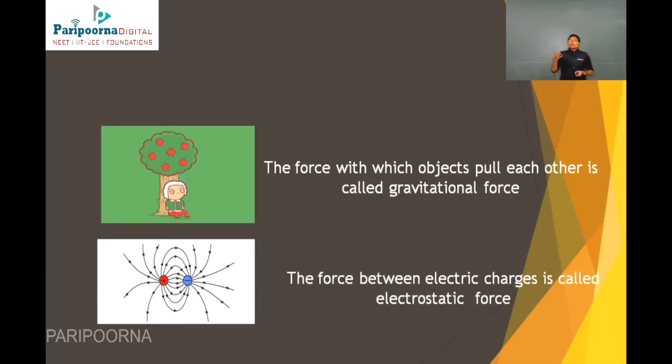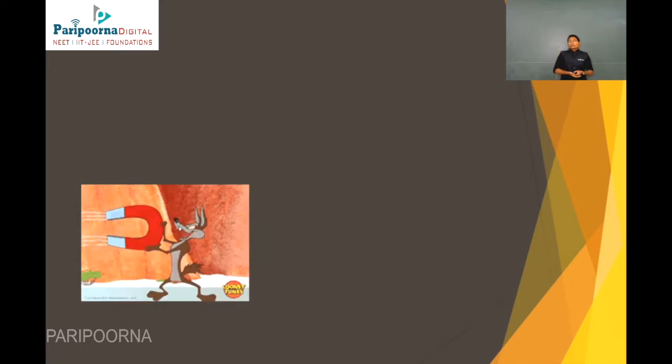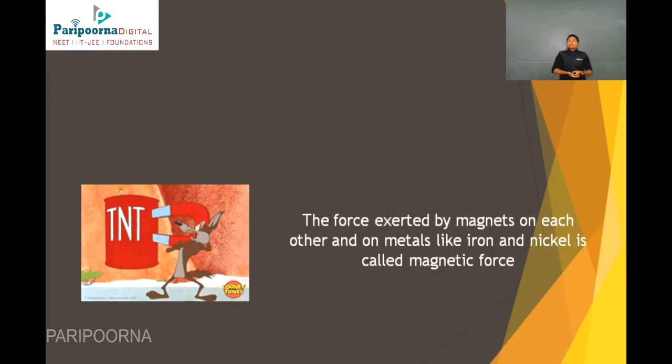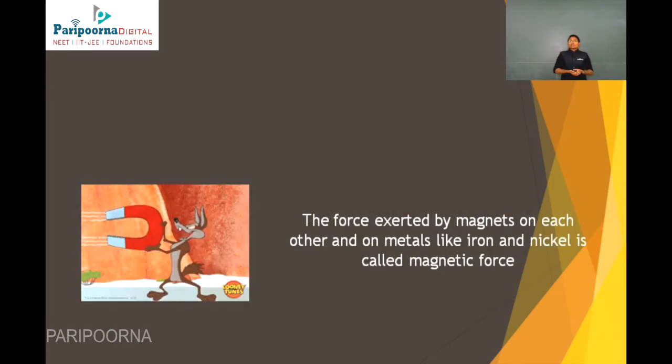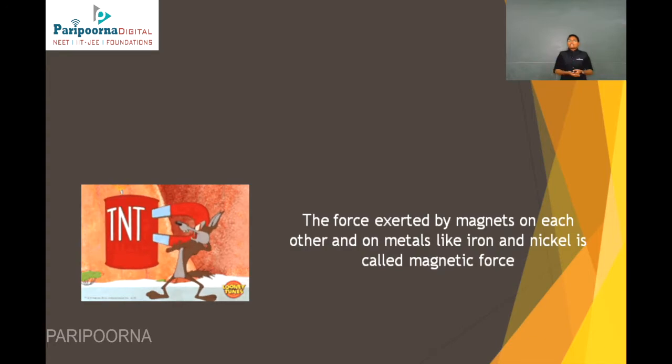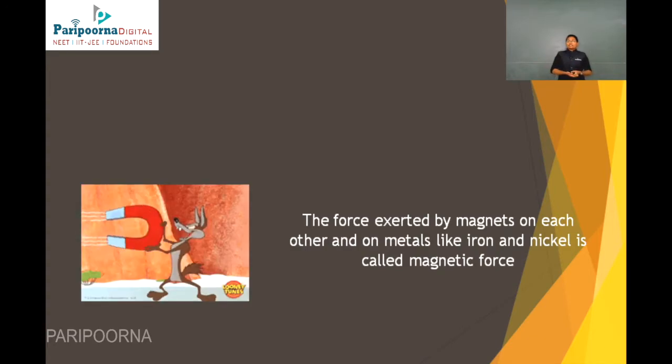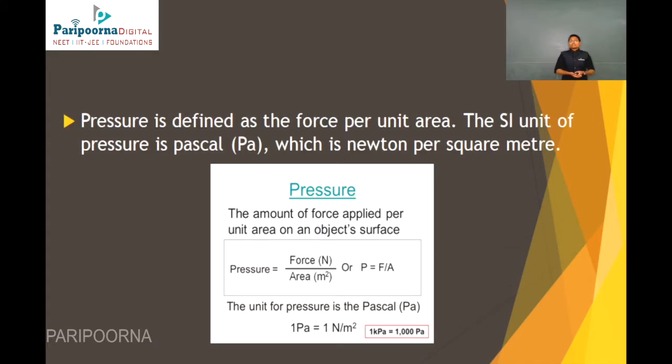The force with which objects pull each other is called gravitational force. Electrostatic force is nothing but the force between electric charges. And the magnetic force is nothing but the force exerted by magnets on each other and on metals like iron and nickel. So here comes pressure. Pressure is defined as the force per unit area.